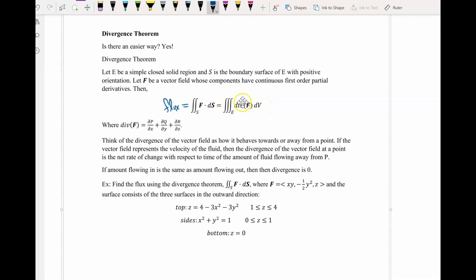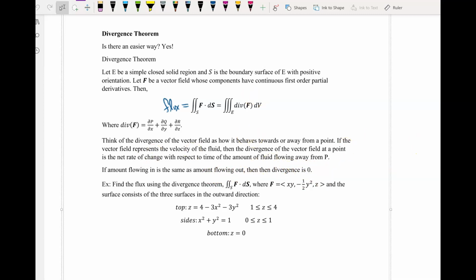Now, what exactly is divergence? The divergence of F is just the sum of all the partial derivatives. This is very similar to the curl, but the curl is about circulation. The divergence is basically how a vector field behaves towards or away from a point. If the vector field represents the velocity of a fluid, then the divergence at a point is the net rate of change with respect to time of the amount of fluid flowing away from P. If the amount of fluid going in is the same as the amount flowing out, then the divergence is 0.